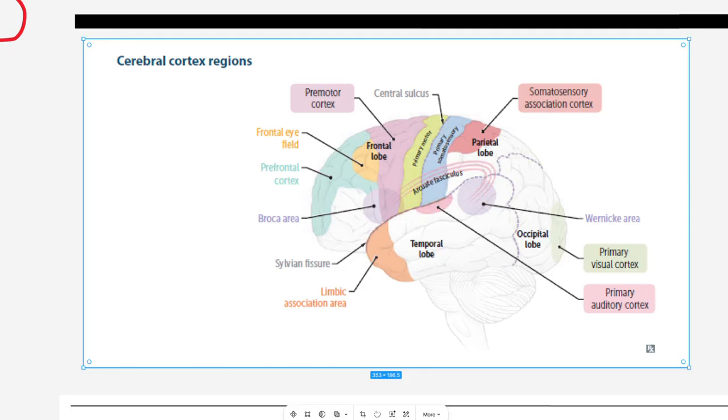Because the right one is not working. The blood supply of the frontal eye field of the frontal lobe is mostly the middle cerebral artery.